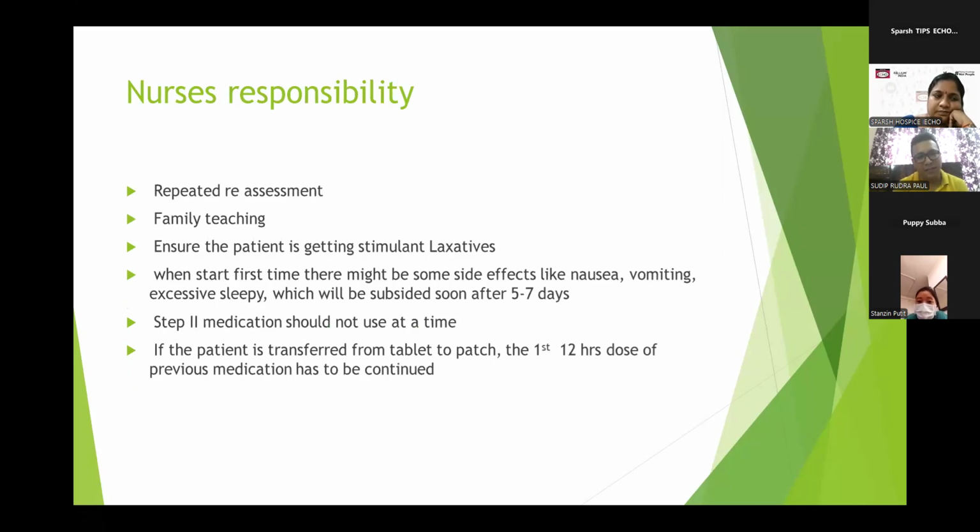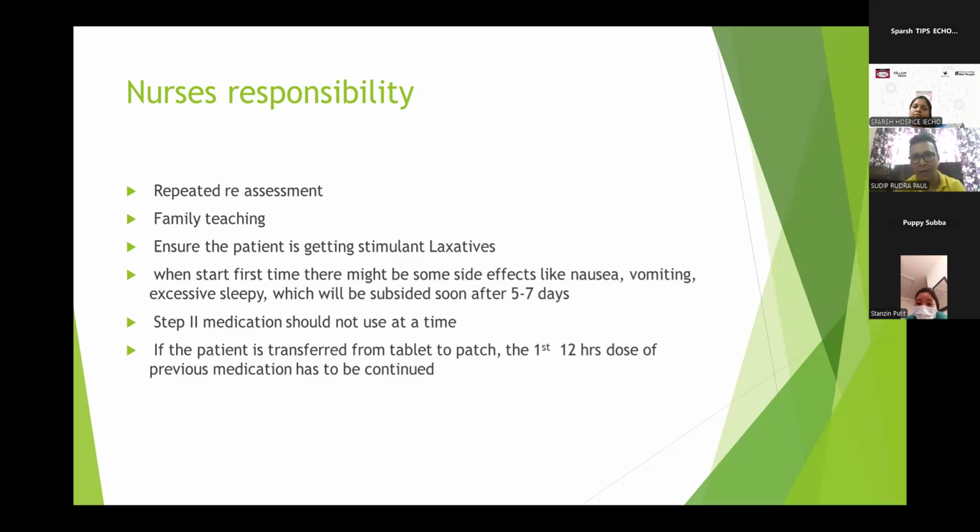There are some nurses' responsibilities while we give step 3 drugs. One is that repeated reassessment is required, so that we can give the required dose to the person. Next, family teaching is very important. So we have to understand the family dynamics: who is the caregiver with the patient most of the time. In that case we have to explain to that family member, relative, or caregiver only.